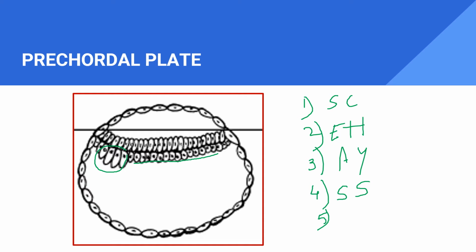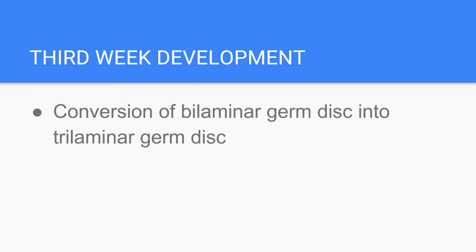Now we will continue with the third week development. The important change in the third week is the bilaminar germ disc becoming a trilaminar germ disc. As we have seen in the second week, the changes in the embryoblast and the changes in the trophoblast separately, in the third week also we will see like that. First we will start with the changes in the embryoblast, and then we will continue with the changes in the trophoblast.